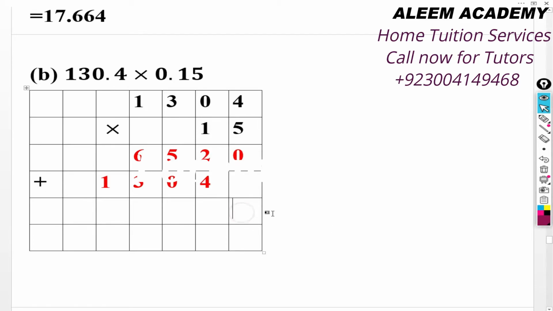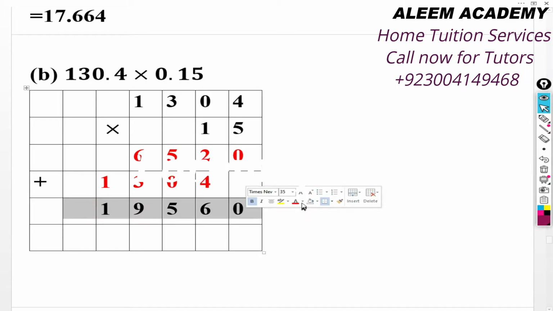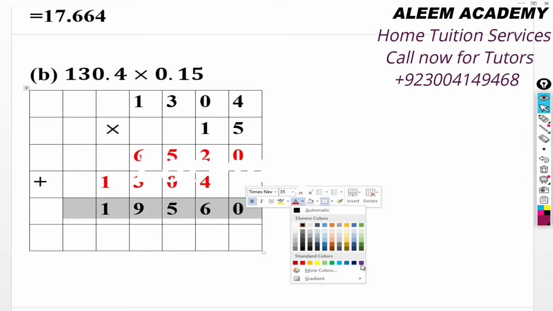Okay, now after adding we write 0 here, then 4 plus 2 becomes 6, 5 plus 0 is 5, 6 plus 3 is 9, and 1 will come as it is. So 19560, this is the final answer. We change its color so that you can understand that this is your final answer.